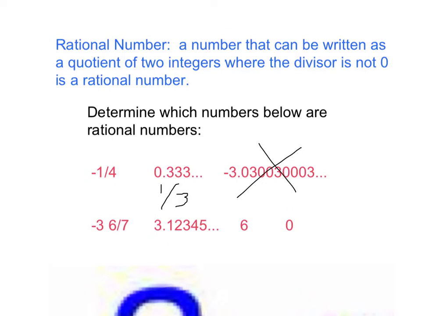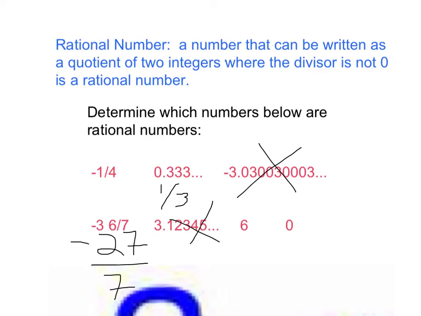The number -3 6/7 can be written as an improper fraction of -27/7. Since this number can be written as a fraction or a ratio of two numbers, it is a rational number. 3.12345 again has a repeating pattern. The decimal would keep going up by one number, but it cannot be turned into a fraction or a ratio of two numbers. Therefore, it is not a rational number.